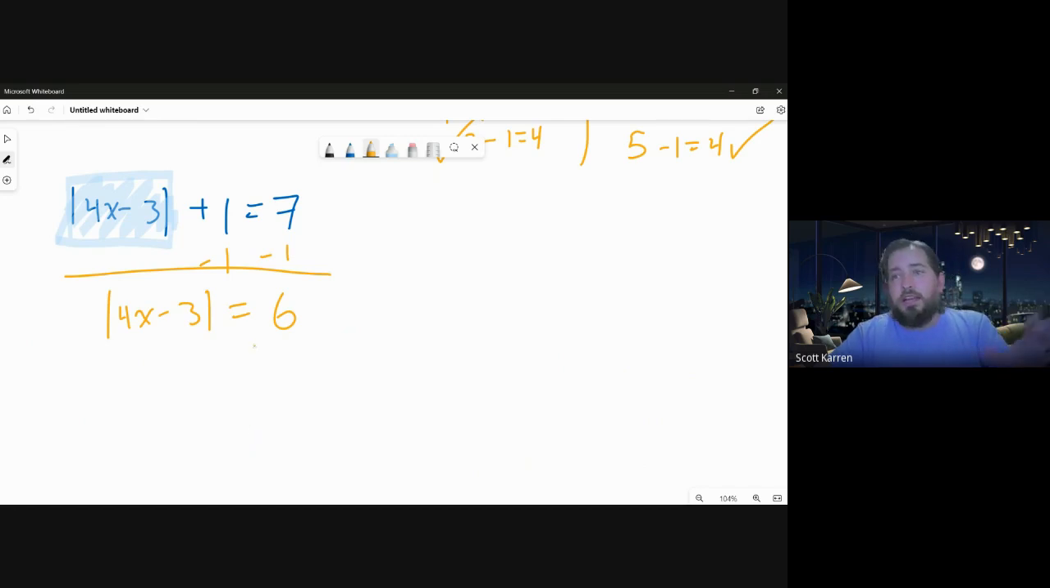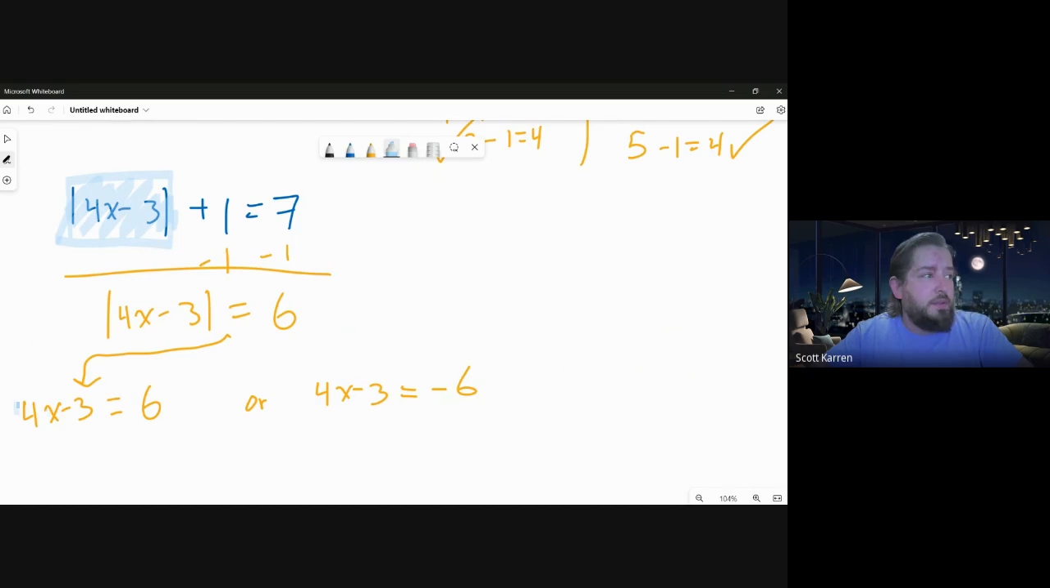And at this point, that's when I break it up into 2 equations. This tells me that what's inside the absolute value, which is 4x minus 3, is either equal to 6, or that expression inside the absolute value, 4x minus 3, is equal to negative 6. So this should always be the same: 4x minus 3, 4x minus 3. Don't change that. That should always be the exact same thing that was inside the absolute value expression. We'll just solve for it now.